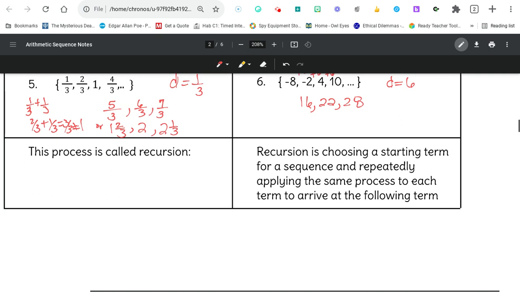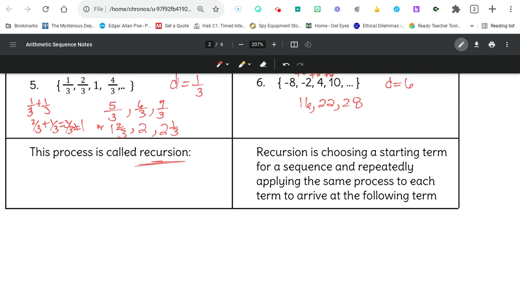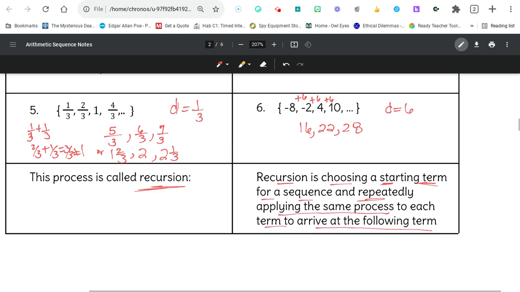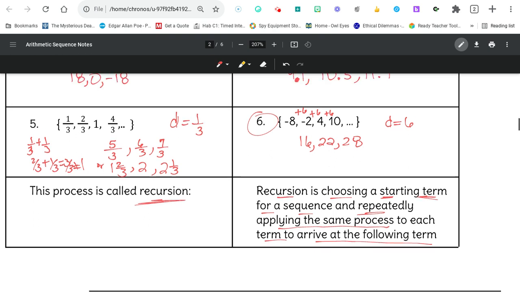All right, this whole process is what we call recursion. Recursion is choosing a starting term, some number to start off with for a sequence, and then repeatedly applying the same process to each term to arrive at the following term. So here on this one, we repeatedly added 6. We might have started off with -8, but we added 6. Or we might have started off with -2, but we added 6.